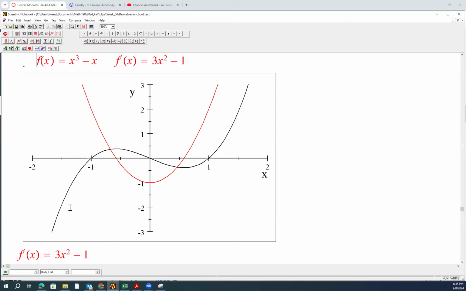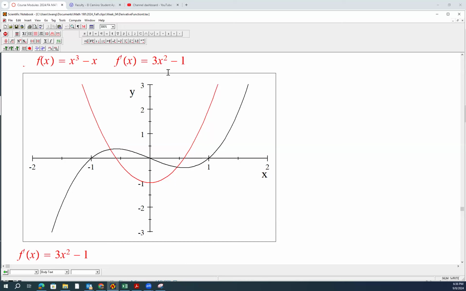And on the derivative, it reflects that. Decreasing means that the derivative is going to be negative. So this piece is negative. And as the decreasing continues, there's a plateau point. Actually, there's a negative 1/3.